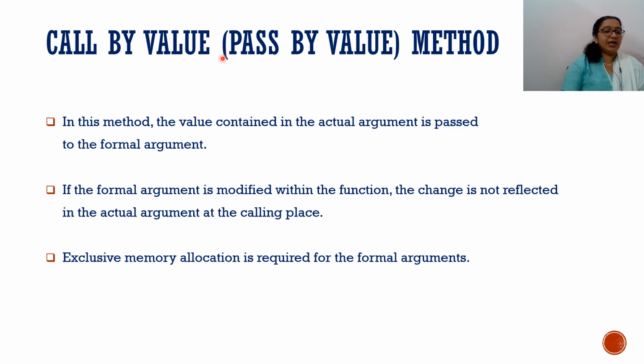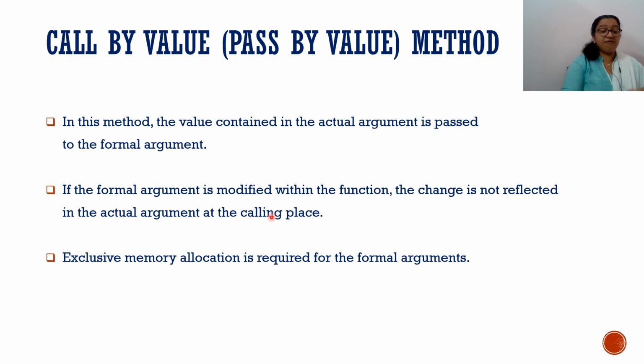So what is the pass by value method? There are three important points I put. In this method, the value contained in the actual argument is passed to the formal argument. So here the value is passing from actual to the formal one. Now see the second point. If the formal argument is modified within the function, we are changing that formal argument from the function, the change is not reflected in the actual argument at the calling place. Understood that sentence? The formal argument is modified within the function.